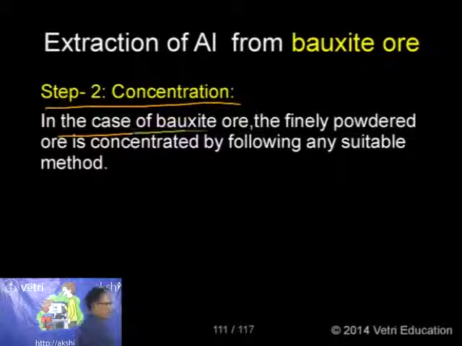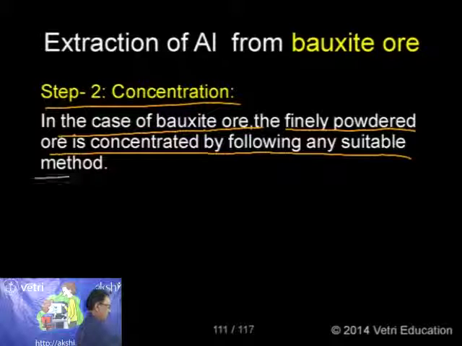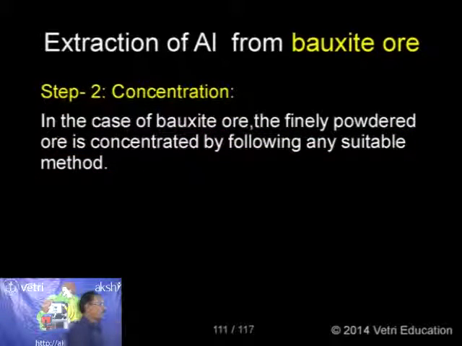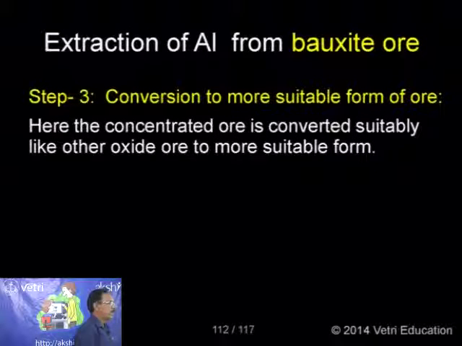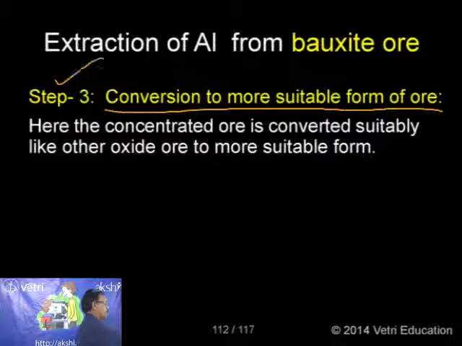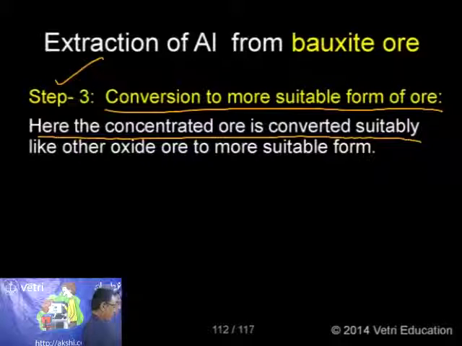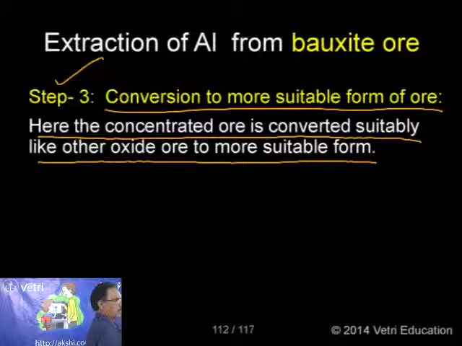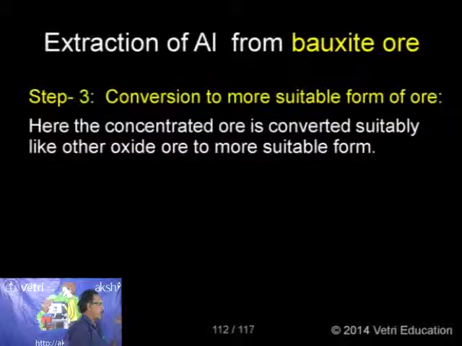In the case of bauxite ore, the finely powdered ore is concentrated by following any suitable method applied for oxide ore. After concentration, the next step is conversion to a more suitable form of ore, that is step 3. Here the concentrated ore is converted, like other oxide ores, to a more suitable form by calcination or by roasting.